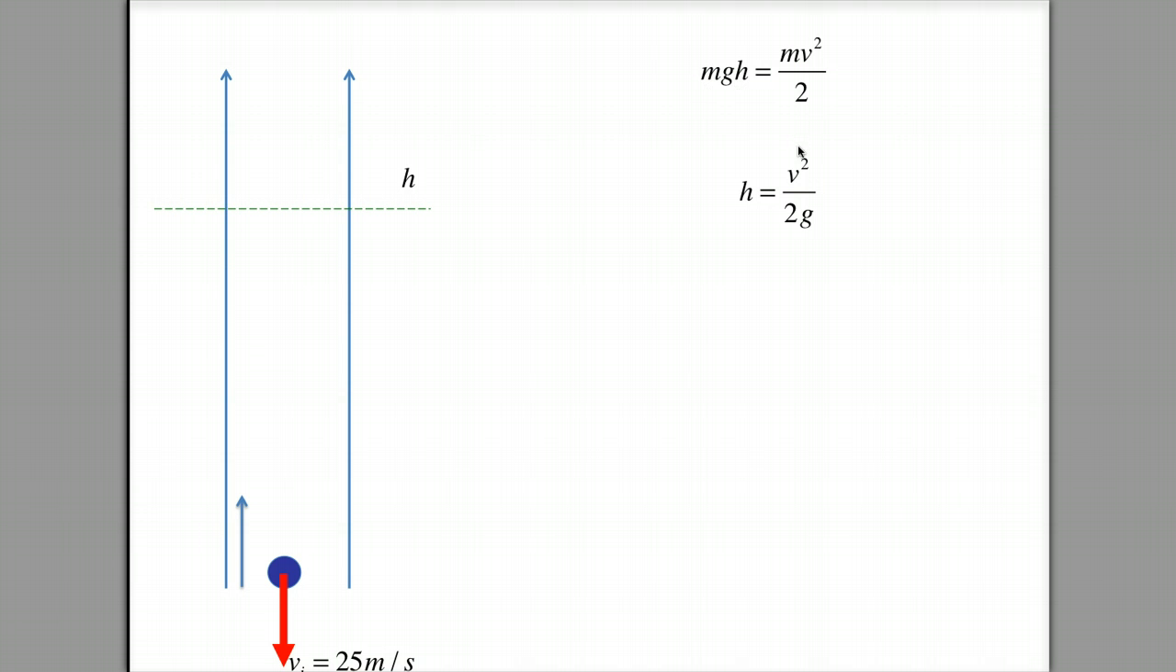So h from here we can find as v squared over 2g, because we cancel masses, it's the same m. And I can either figure out h, or actually just use gh later on in the formula as 625, which is 25 squared over 2.